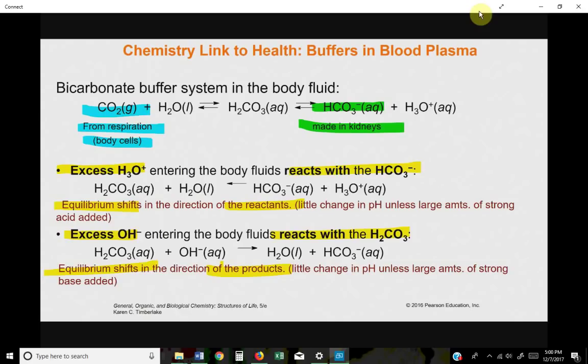Now, if we have excess hydroxide or base entering the body, it is going to react with the carbonic acid in the buffer system. Once it reacts with the acid, the reaction shifts forward, unless a large amount of base is added, and then our pH is going to change. So we resist changes in pH by shifting this buffer system in the presence of strong acids or strong bases.